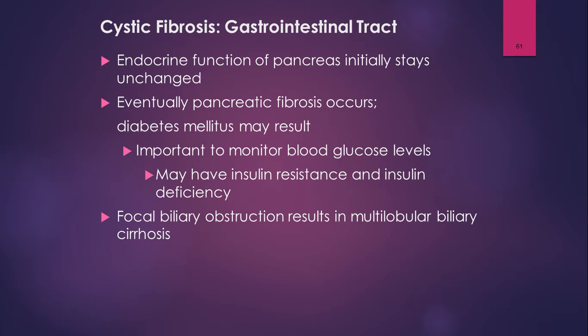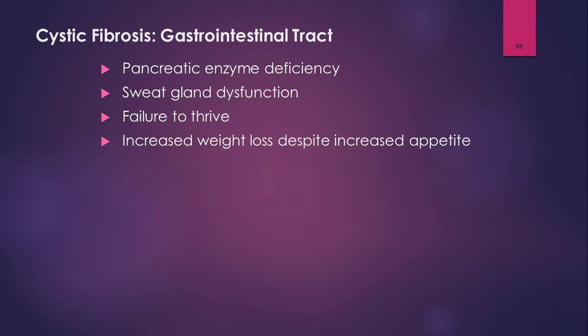With cystic fibrosis, endocrine function of the pancreas initially stays unchanged. Eventually, pancreatic fibrosis occurs and diabetes mellitus may result, so it's important to monitor blood glucose levels. They may have insulin resistance and insulin deficiency. Focal biliary obstruction results in multilobular biliary cirrhosis. The patient with cystic fibrosis has a pancreatic enzyme deficiency, sweat gland dysfunction, failure to thrive, and increased weight loss despite increased appetite.